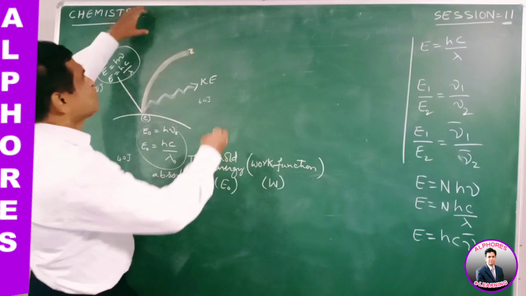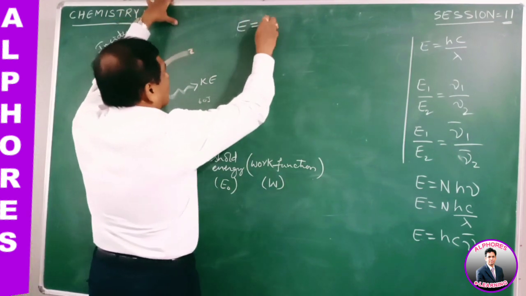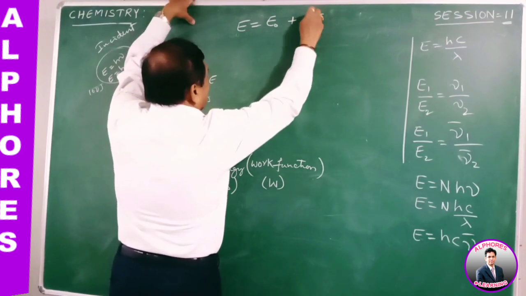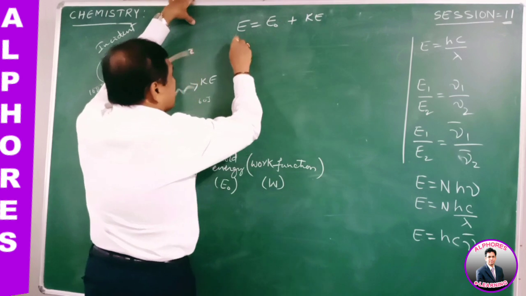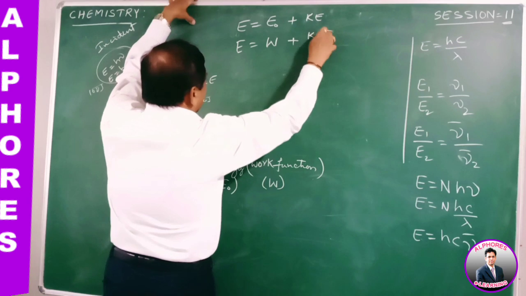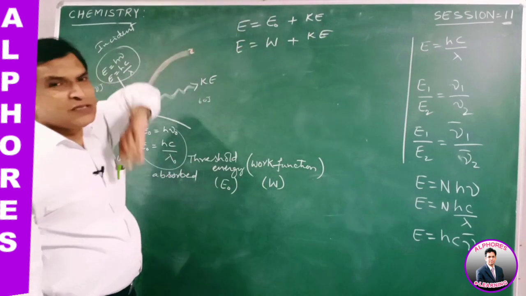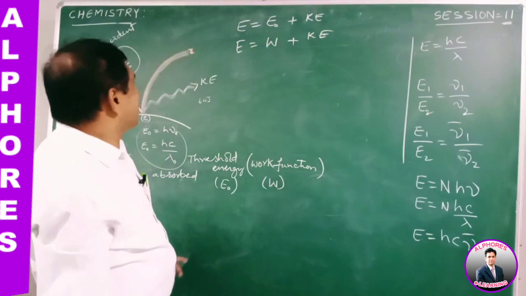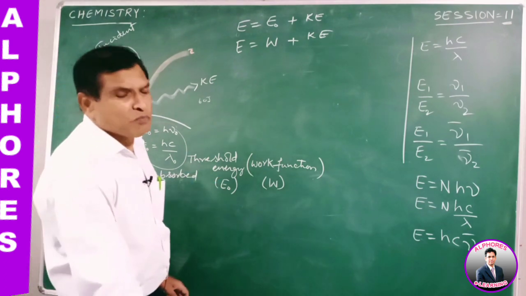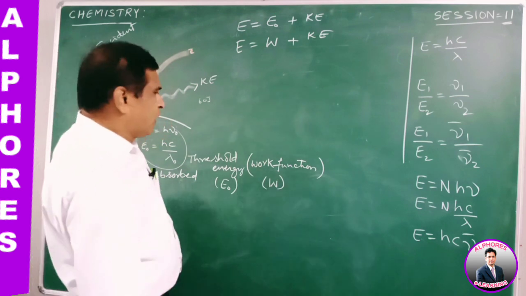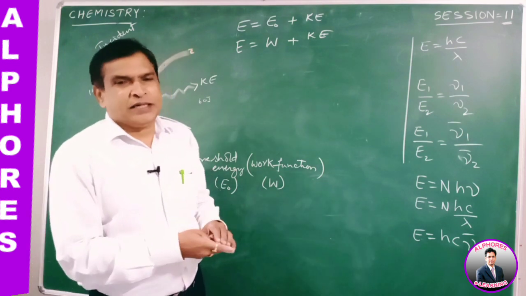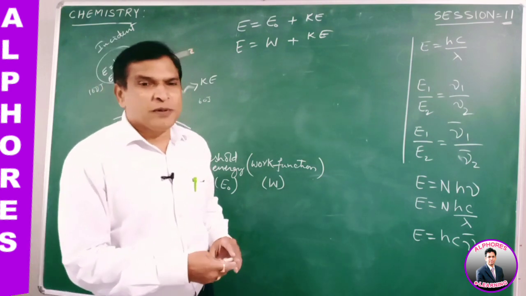As we know, E is equal to E naught plus kinetic energy, or E is equal to W plus kinetic energy. So we can construct so many numericals on this. It's a very beautiful concept for all competitive examinations, and it is very, very important. Now let us work on one numerical. Let us see how we can prepare the numerical.